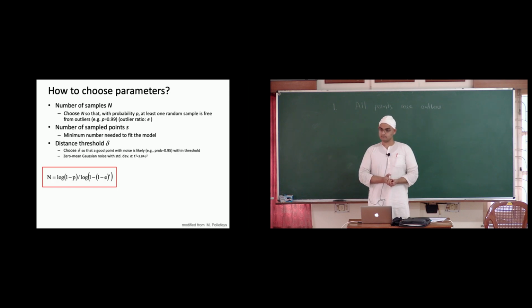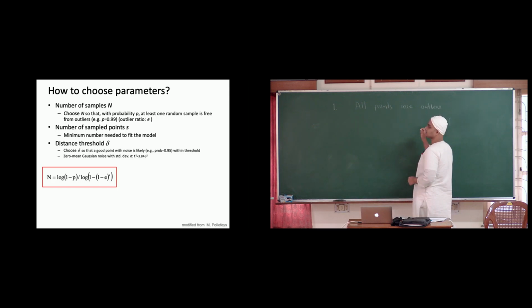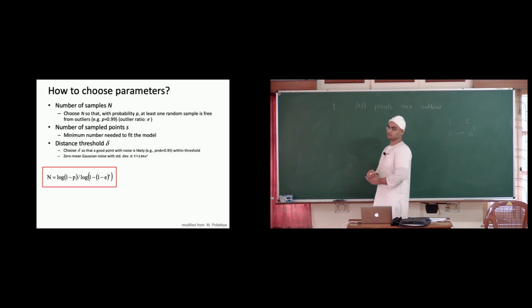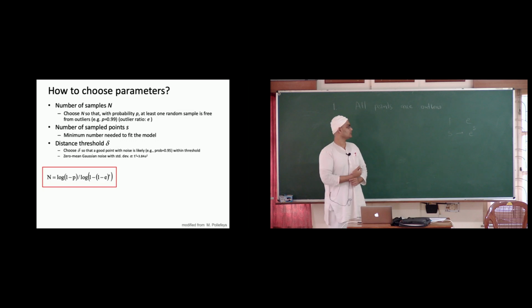You take one point that is an outlier, what is the probability? E. You take S points, all of those are outliers, what is the probability? E to the power S. So you take one sample and all of those points are outliers, the probability is E to the S.